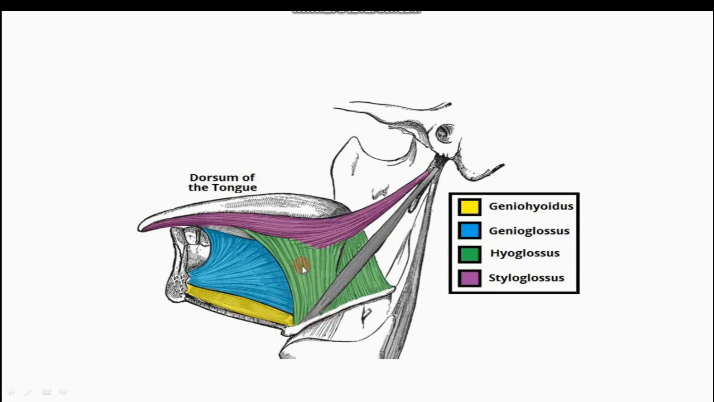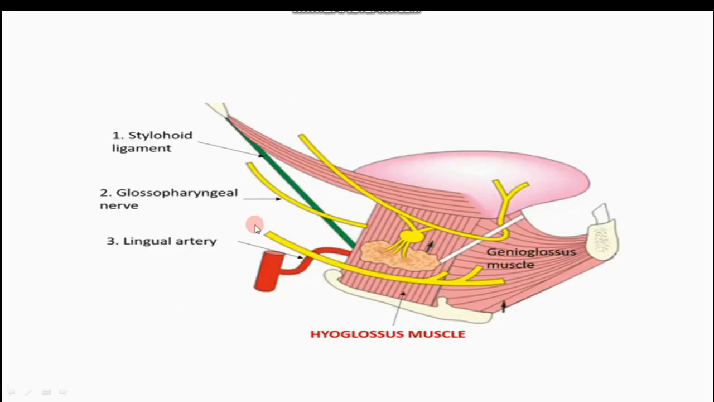This other fiber is the hyoglossus, the green one. This blue one is the genioglossus. This one is the styloglossus, coming from the styloid process. Here we see how the fibers are running. So these are the deeper structures. We talked about the extrinsic muscles of the tongue, and further we see other deeper structures.